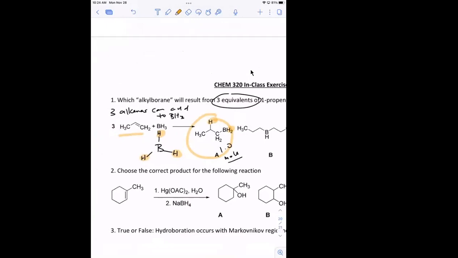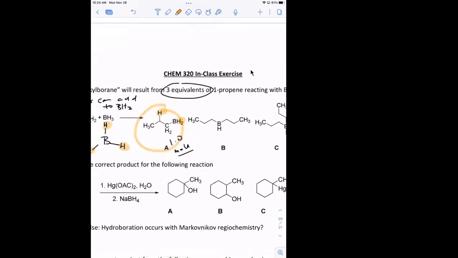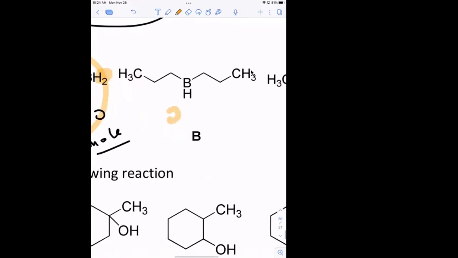Right? If I'm looking at B, how many alkenes have I added to B? You have a question, Cameron? Okay. How many alkenes have I added to B? 2, because I only have 1 hydrogen left, right? And I started out with 3 hydrogens on boron. So here I would have added 2 moles.